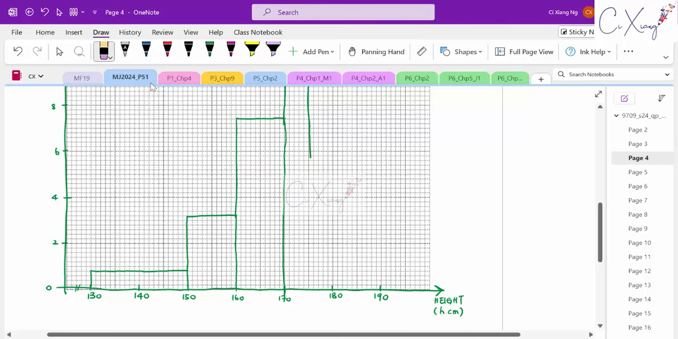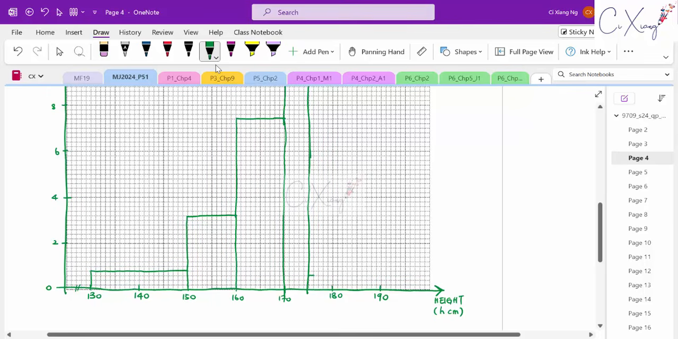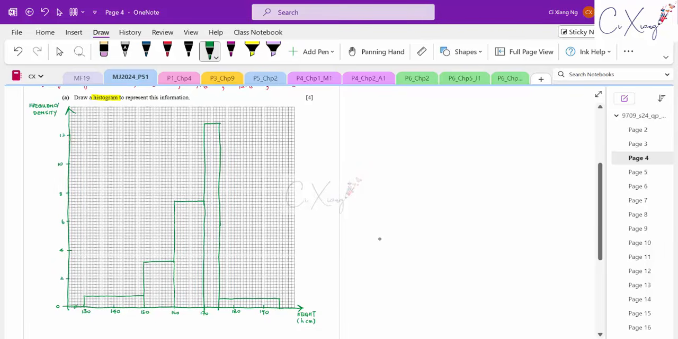Okay, of course my graph doesn't look so nice, so for yourself, try to draw it nicely and straight, okay? Then the last one has a width of 20 units and the frequency density is 0.6. So it should be 3 boxes until 195. Alright, so if you finish drawing, your graph should look more or less something like this.